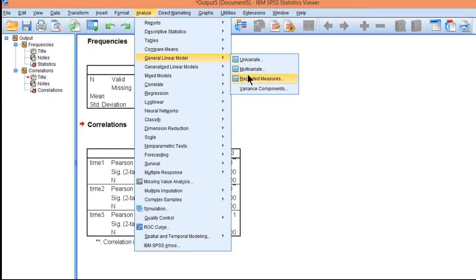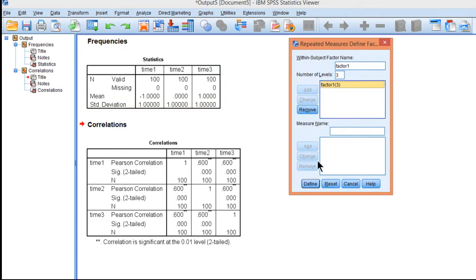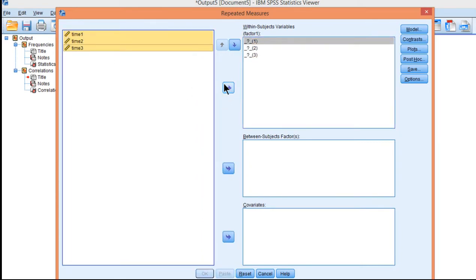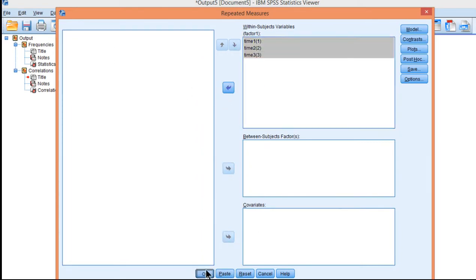And let's go to general linear model, repeated measures. We've got a factor and there are 3 levels. So I've done this analysis already. So usually you would see this over here. So you just put time 1 to time 3 over here and click OK.